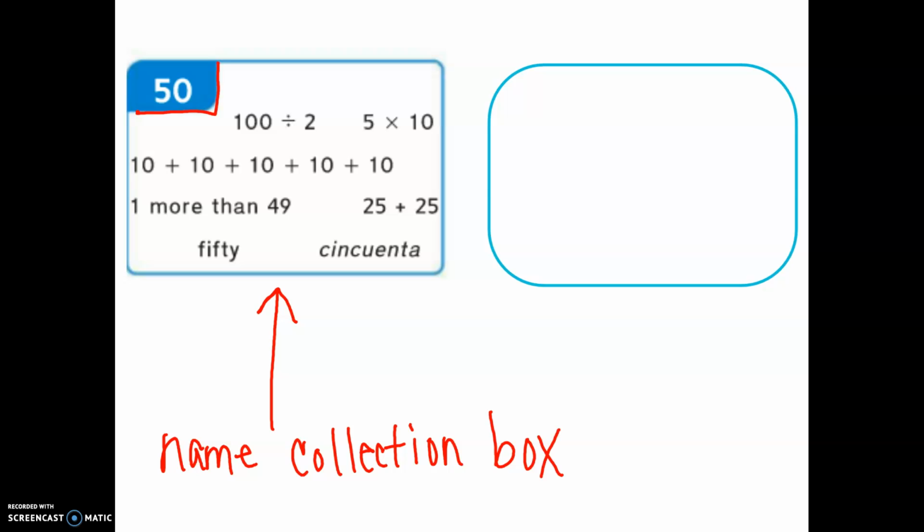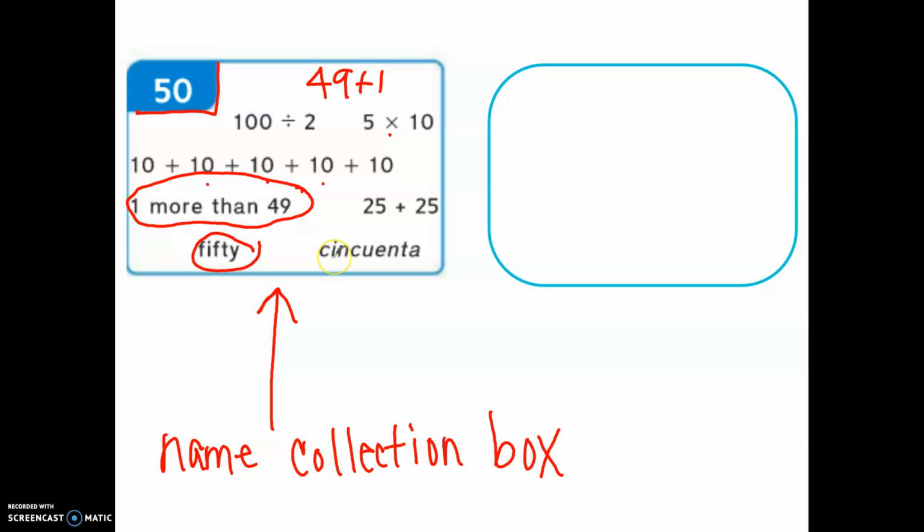100 divided by 2 is 50. 5 times 10 is 50. 10 plus 10 plus 10 plus 10 plus 10 is 50. So I can show it in number models like that, or I could write it out in words. 1 more than 49 is 50. I could have just written 49 plus 1, but I just wanted to show you this is a way to show 50. 25 plus 25. The word fifty is a way to show 50.